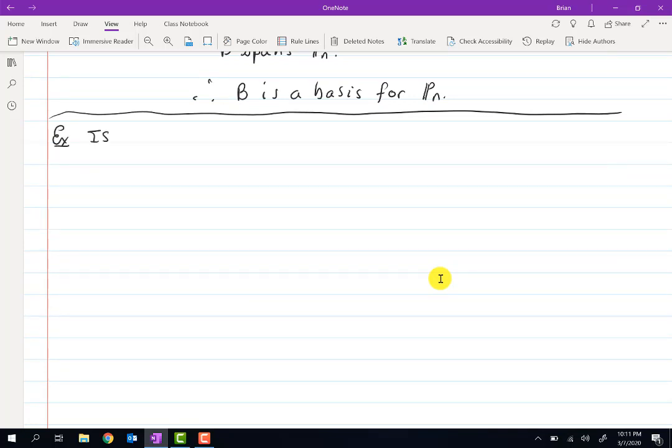Is b equal to 1 plus t, 1 minus t, 1 minus t squared, a basis for P2? Well, let's take a look at first linear independence.